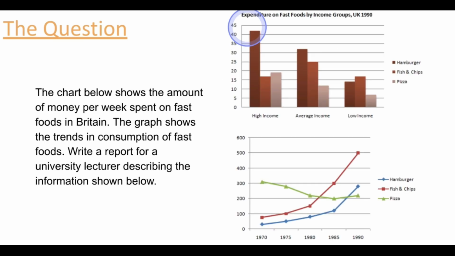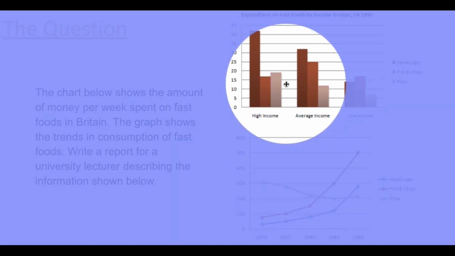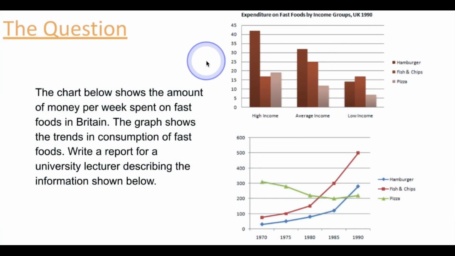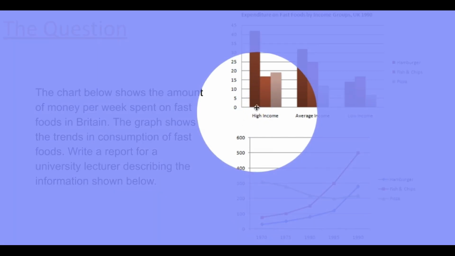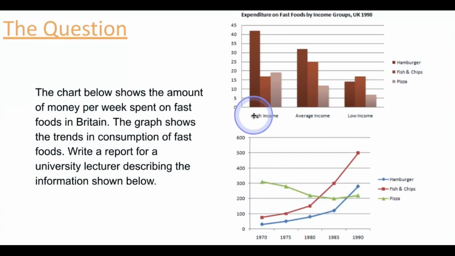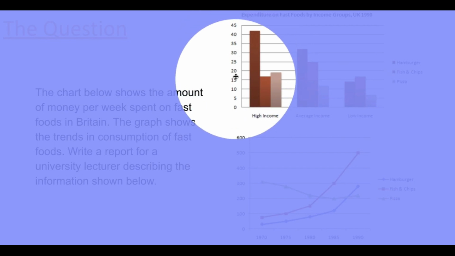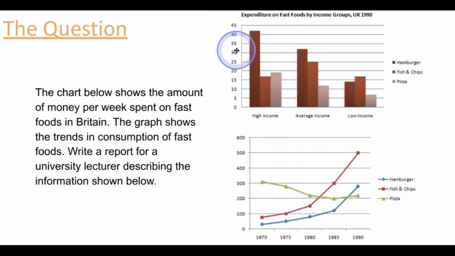Okay, then I think we can bring in the charts and the chart and the graph here. Right, so we've got the bar chart at the top, and that is looking at the amount of money per week spent on fast foods. So we've got people in a high income bracket, average income bracket, and low income, and how much they spend on fast food. Expenditure on fast foods. Do we have a variable for this one? It doesn't look like it.